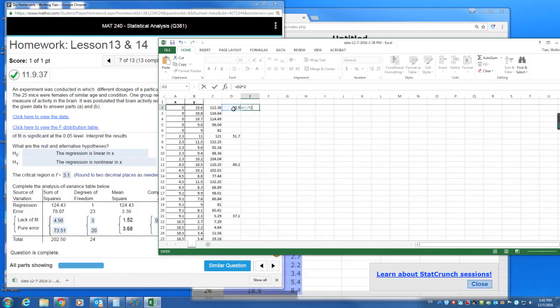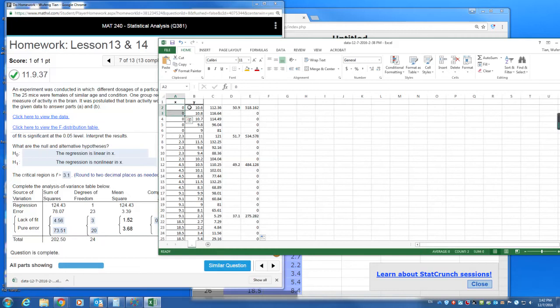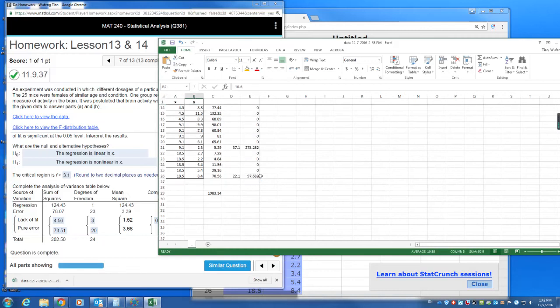Because I have 5 values, dividing by 5 is the mean, so it's very similar to the previous one. Now I drag it down to here. Now you got the square of these 5, based on the sum of the y values for each x, squared and divided by 5. Okay, so that's going to be the total regression error, and subtract this to give you the pure error.